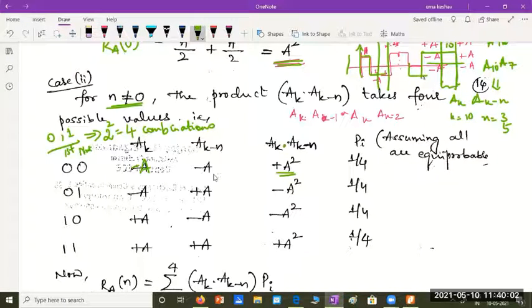It will become plus a square. If 0 and 1, it will be represented with minus a and plus a. Product becomes minus a square. 1 0, plus a minus a. Product is minus a square. And both are 1. Both will be represented with positive amplitude plus a plus a. So the product ak into ak minus n becomes plus a square. So I'll have 4 distinct combinations with 2 binary bits.